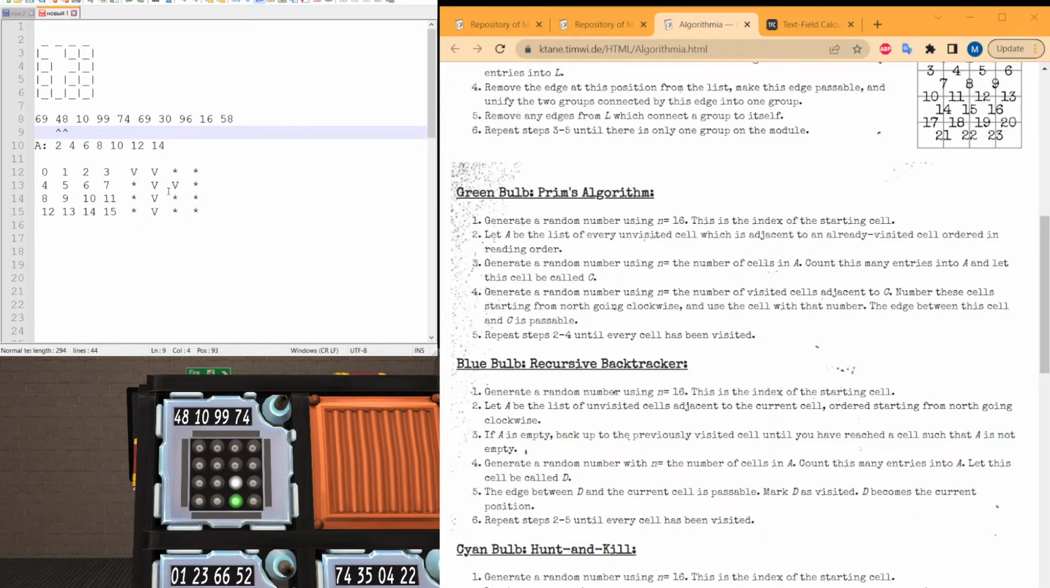Okay. Now we have 2, 4, 7 instead of 6, 8, 10, 12, 14. Okay. 48 modulo 7 is 6. Taking a look at 14. 14 is this one. Also only one possibility. So removing the wall between these two cells.